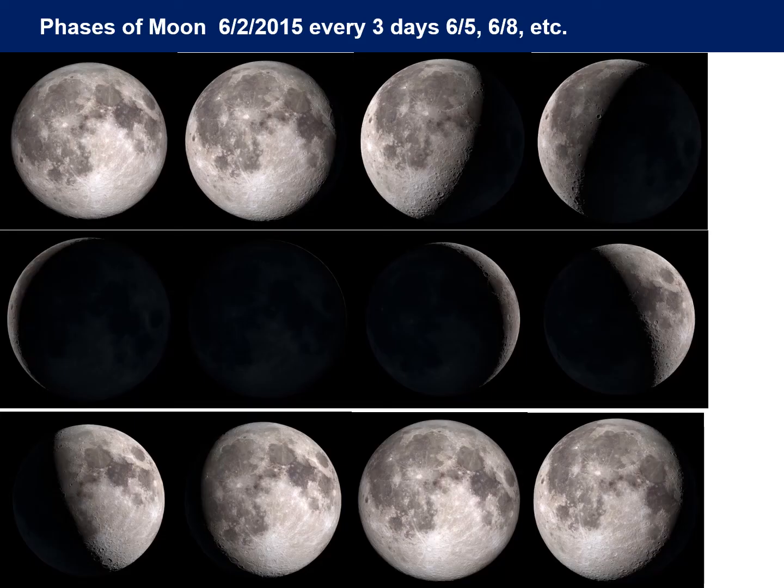Now let's look at it over the course of a month, every 3 days. There are phases of the moon that are predictable. The same patterns of phases occur between successive moons.